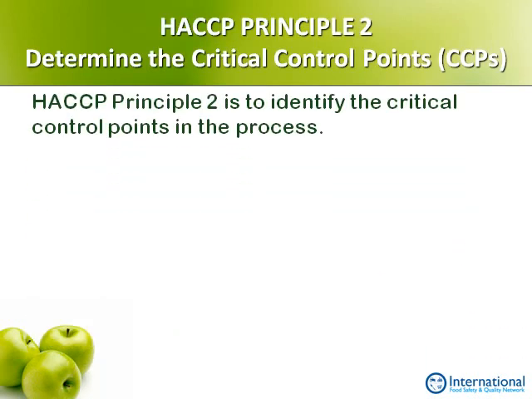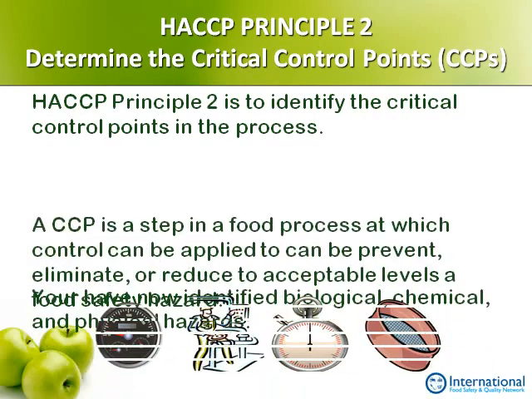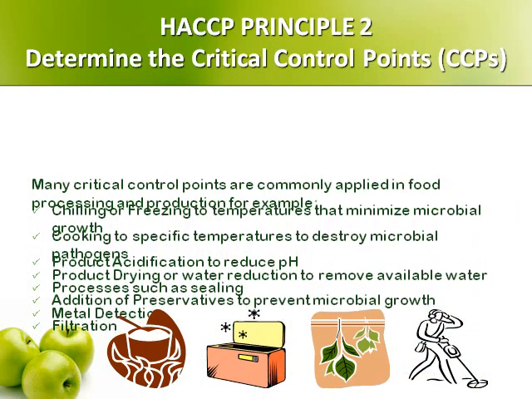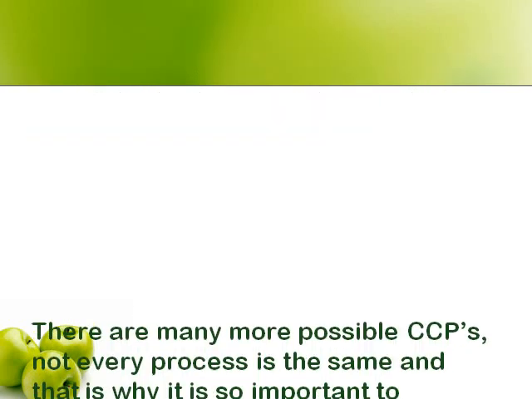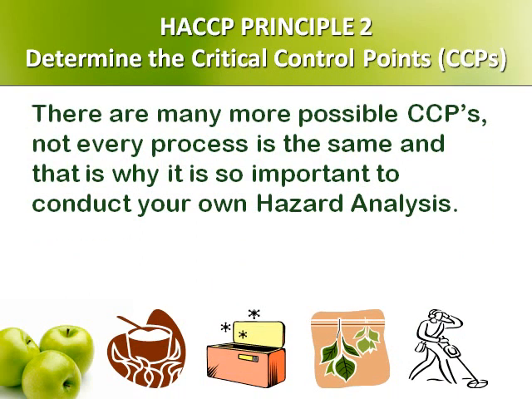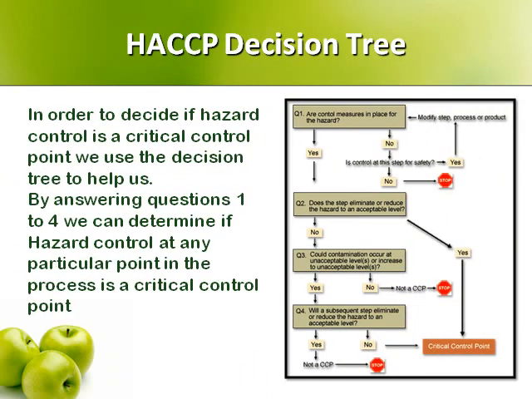HACCP Principle 2 is to identify the critical control points in the process. Many critical control points are commonly applied in food processing and production. There are many more possible CCPs. Not every process is the same, and that is why it is so important to conduct your own hazard analysis. In order to decide if hazard control is a critical control point, we use the decision tree to help us.